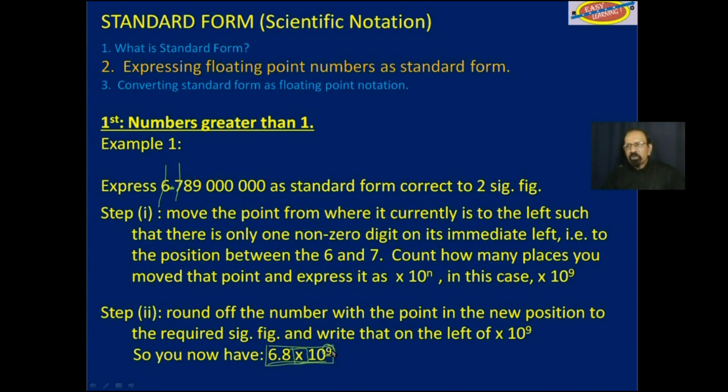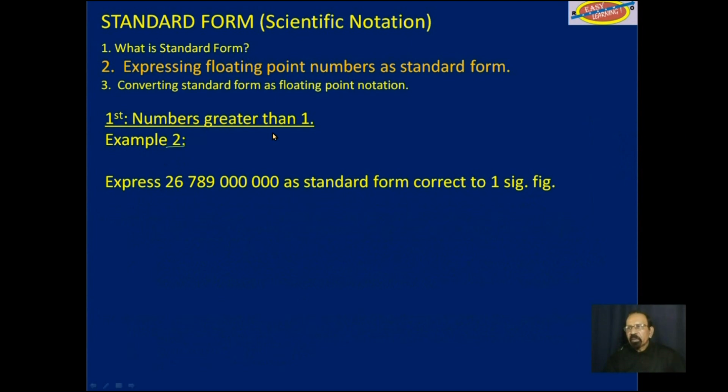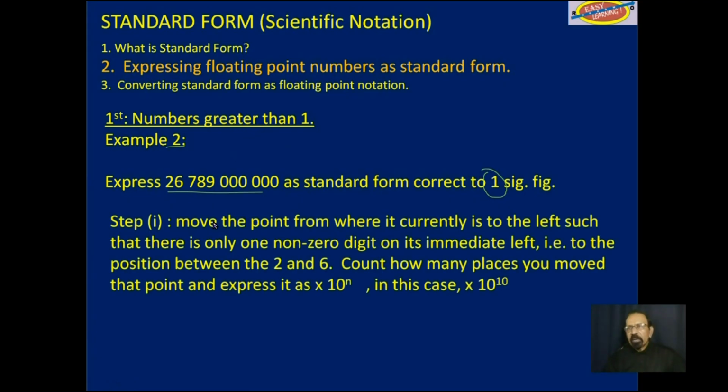From now on, you would hear me say exponent instead of times 10. Let's look at another example. You want to carry this number as standard form, correct to 1 significant figure. So by now, you understand there is a point here, even if you don't see one. You move it to the left until there is only one non-zero digit on the left of it. So that would be 3 and 3, 6 and 3, 9 and 1, 10. You have to put it between the 2 and the 6. So you get times 10 to the 10th.